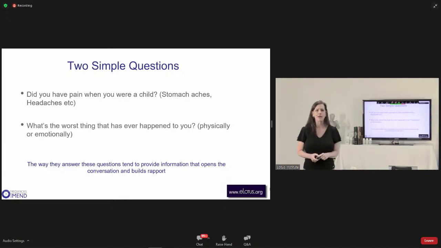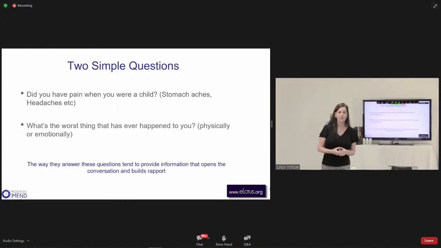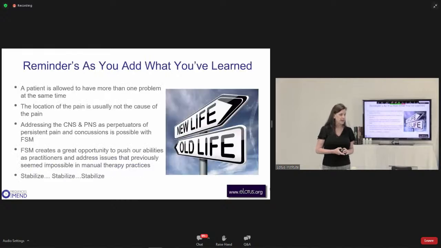People really do want to give you the right answer if you ask the question in a way that prompts them giving you the answer that provides the most information. So remember those 2 questions. It's an easy way in your interview to get information really, really quickly.